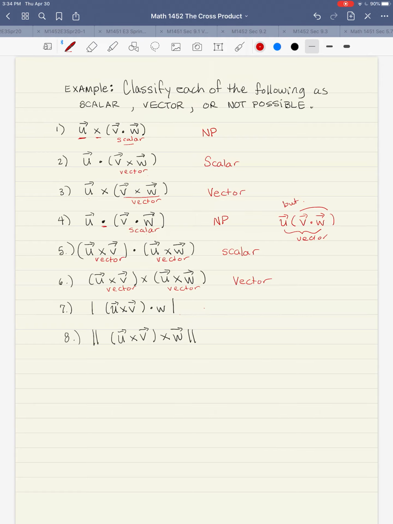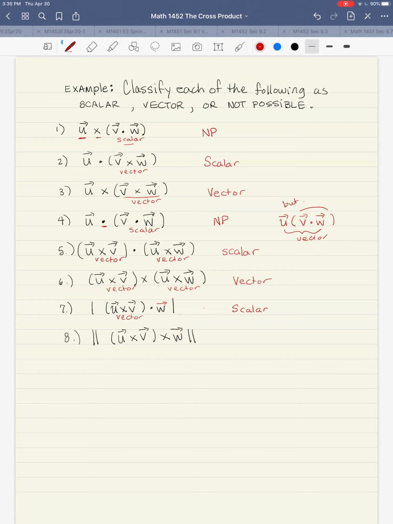The single bars here mean absolute value. So if this has a chance of being anything, it's going to be a scalar. Let's see if these operations are allowed. U cross V is a vector, and now W is a vector. The dot product is a scalar. The absolute value of a scalar is a scalar.